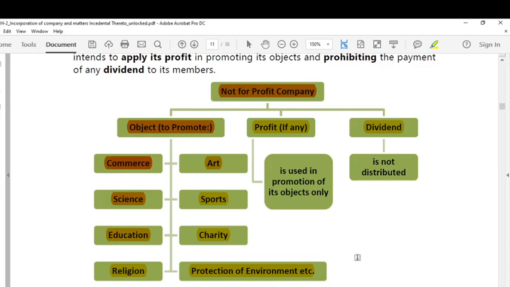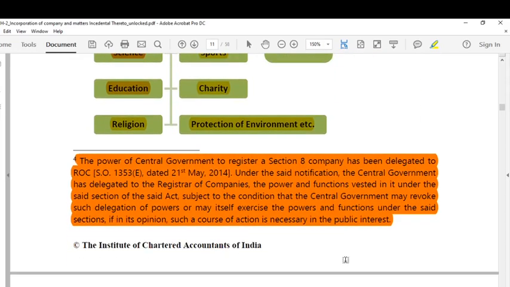So this simple diagram explains the basic understanding of a not-for-profit company, which is a Section 8 company. A company of this type can be promoted with an object of commerce, science, education, religion, art, sports, charity, protection of environment, etc., which does not have an object to make profits and distribute dividends out of profits to its members. So no dividend, and the profit should again be used only to promote the object for which it is being incorporated.